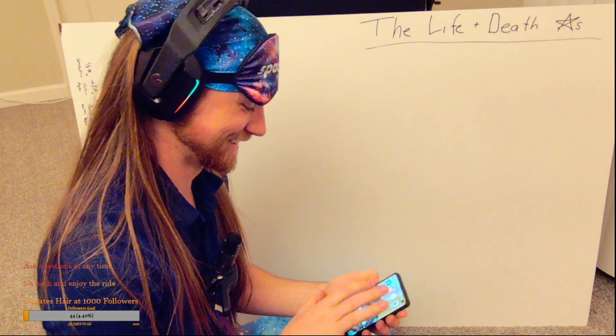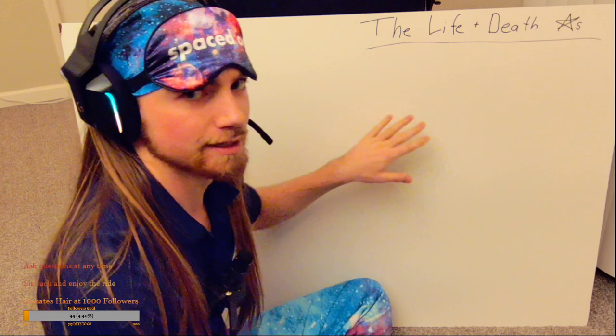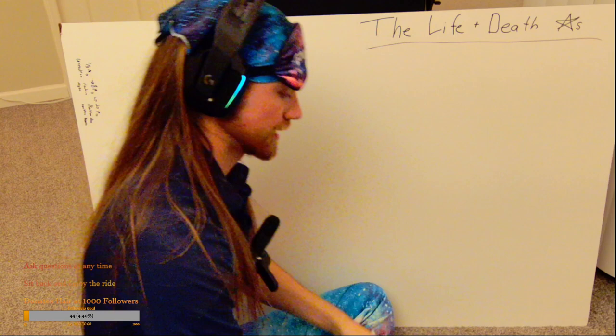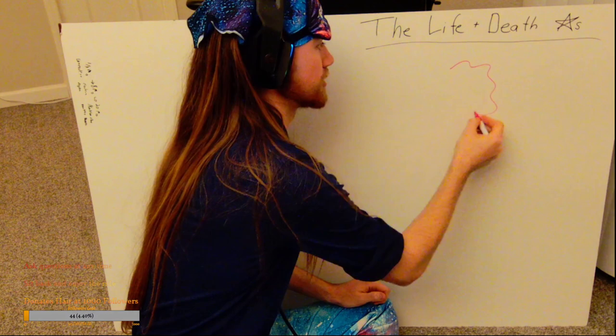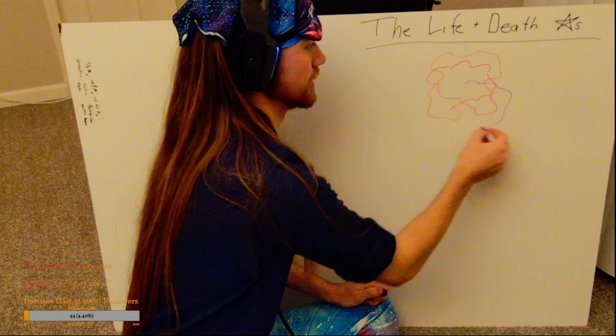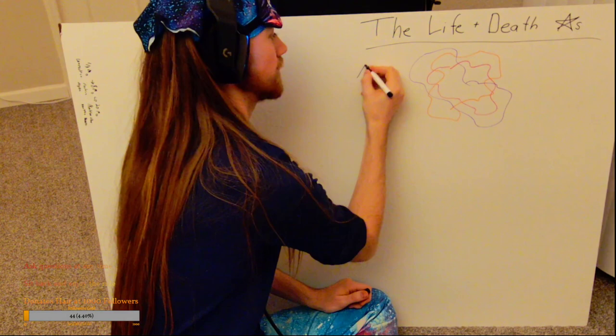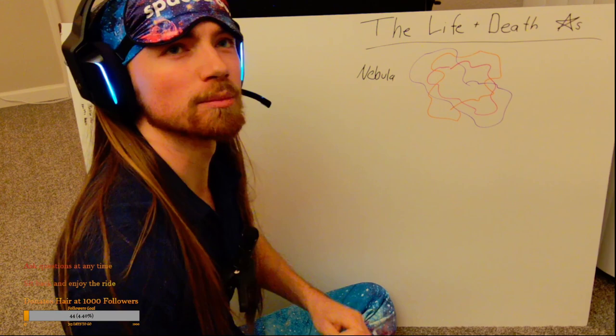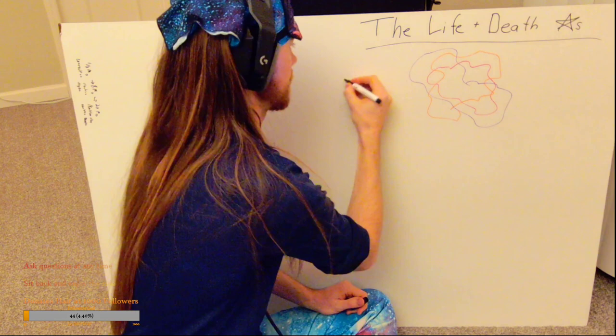Okay. So at the very beginning of any star's life, you generally have a large ball of gas. We're going to put some different colors in here. Let's say we got a little bit of this, a little bit of this, and we'll do one more. This big old thing that we are going to call a nebula. Get some better handwriting in here. Nebula.